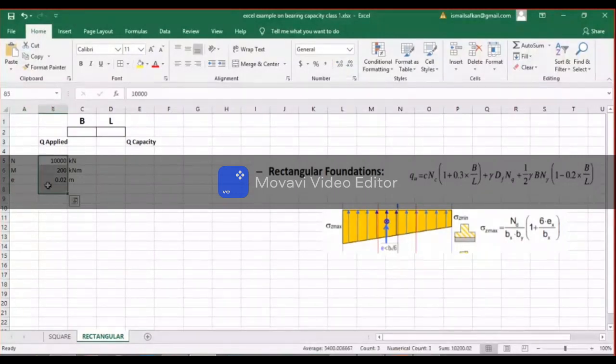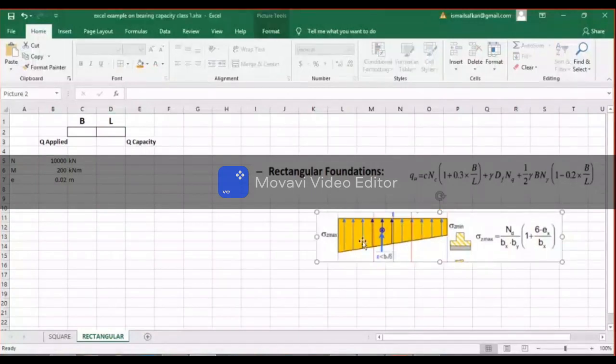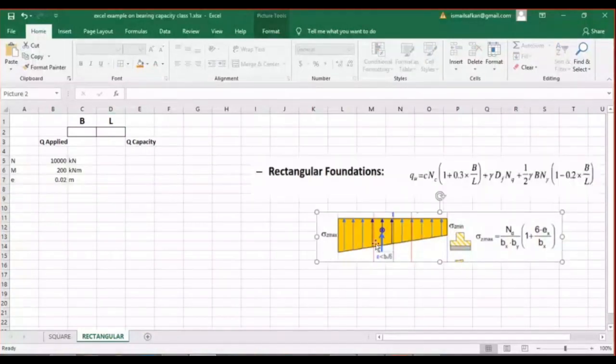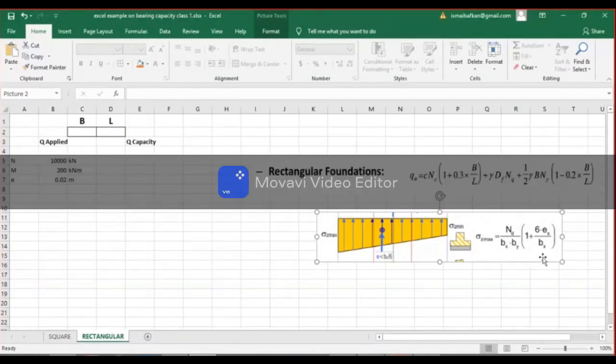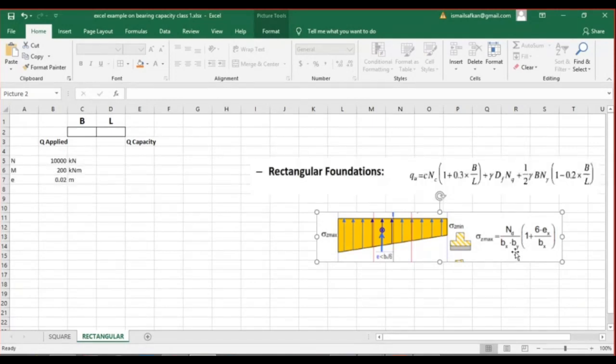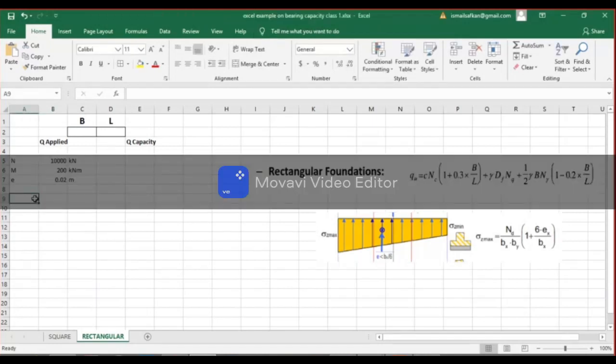Because I have a moment, my applied stress distribution will be something like this. I'm interested in maximum stress, so I will utilize the formula for the maximum stress. You have B_x and B_y in the formula. B_y represents the L distance, longest distance. So let's write our formula here.